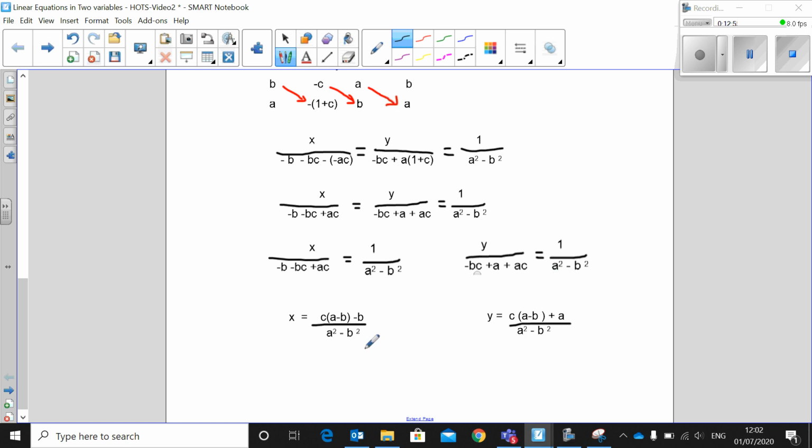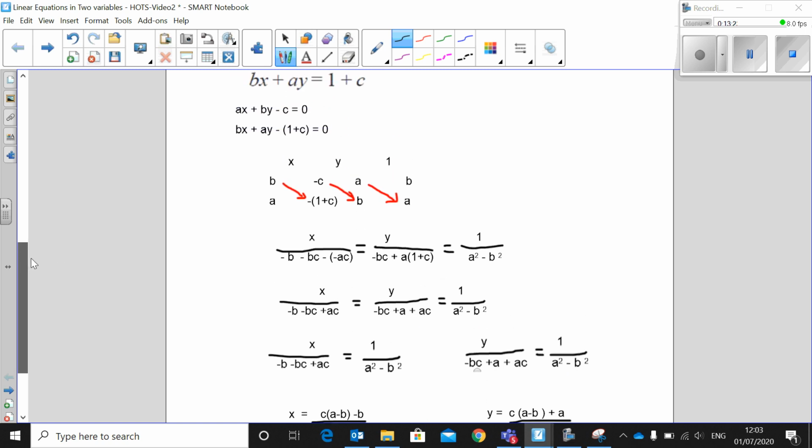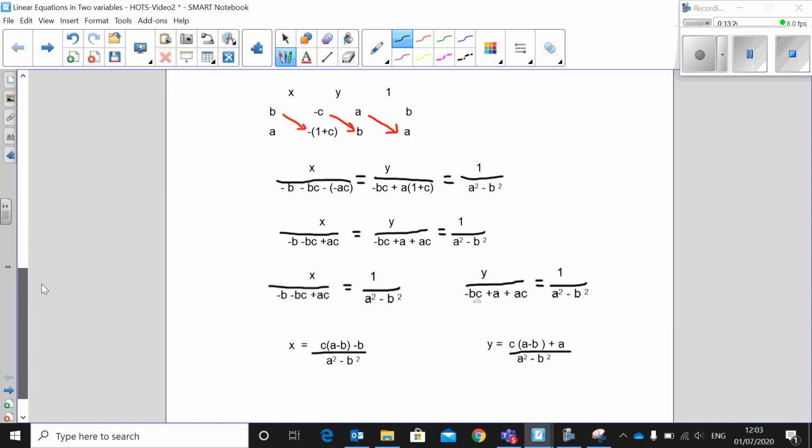So the value of x is equal to x times c minus a minus b divided by a square minus b square, or c into a minus b plus a divided by a square. Even you can leave it as ac minus bc minus b divided by a square minus b square. Here also we can leave it as ac plus a minus bc plus divided by a square minus b square. We can leave it in the previous step also. Is there any doubt?